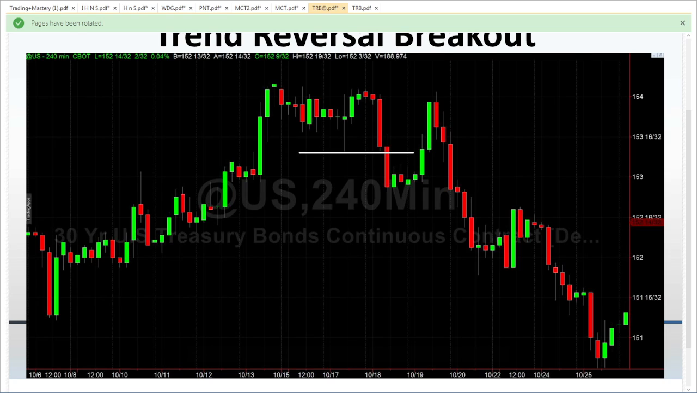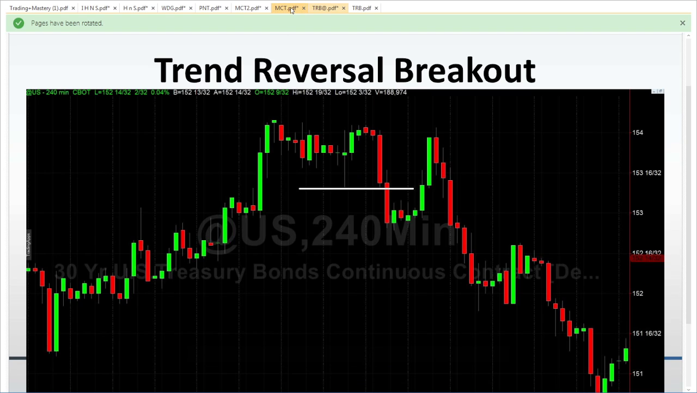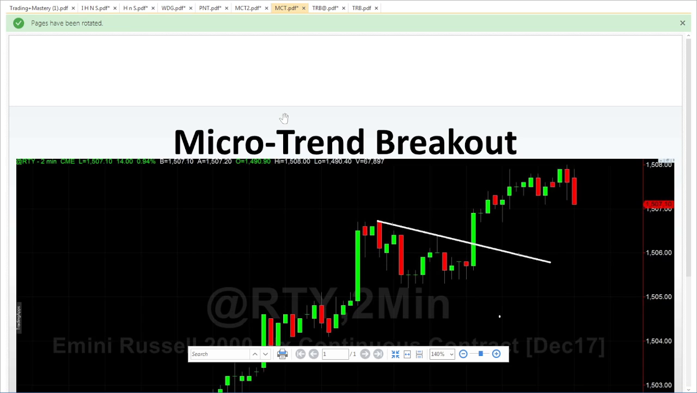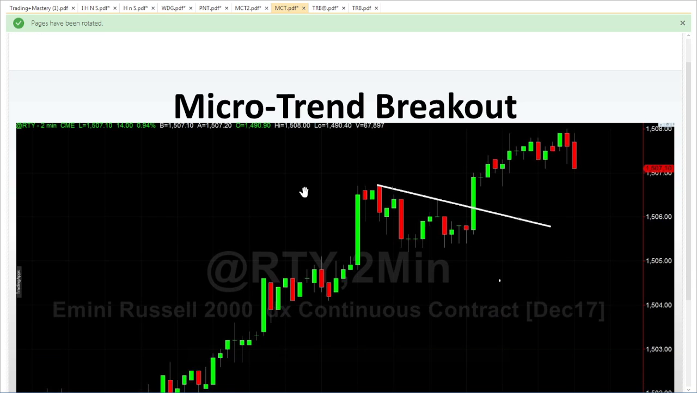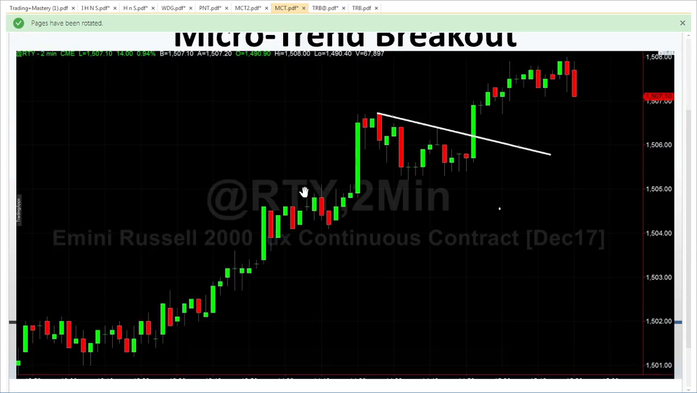What else do we have to say about that? Okay, so the next one is a micro trend breakout, which is a very good play. And this one is more of a continuation play, or precisely a continuation play. So you have a directional move here to the upside, and then within this directional move, you get a micro trend to the downside. And you can see it, here's the high, here's the low, here's the high, here's the low, and then boom, it breaks out.